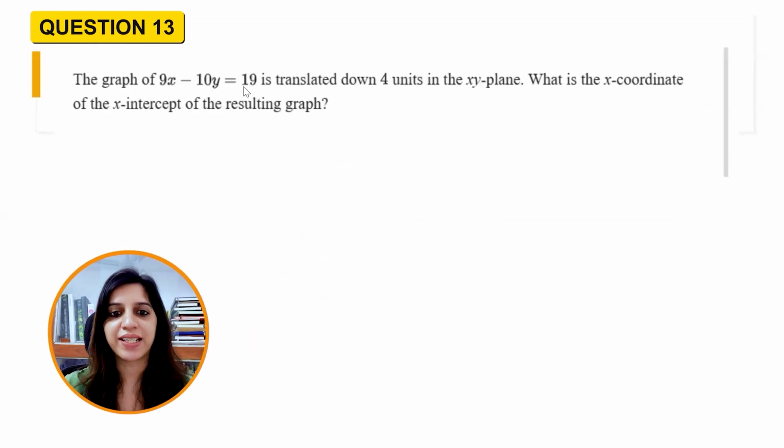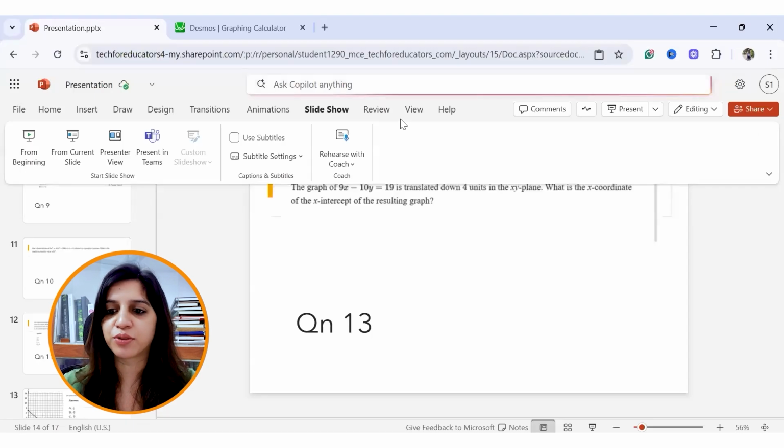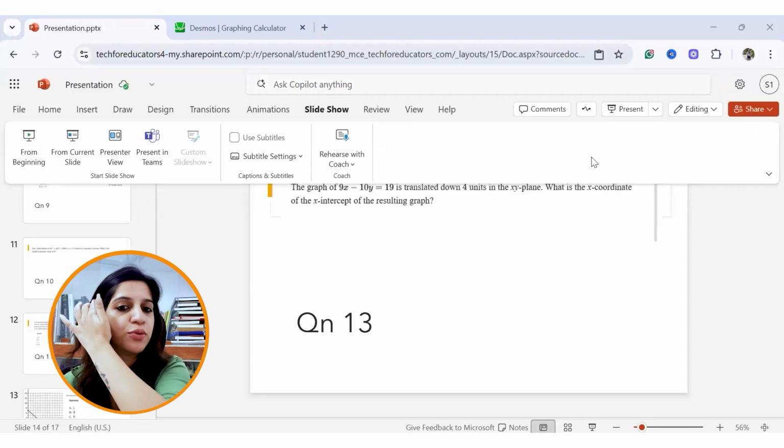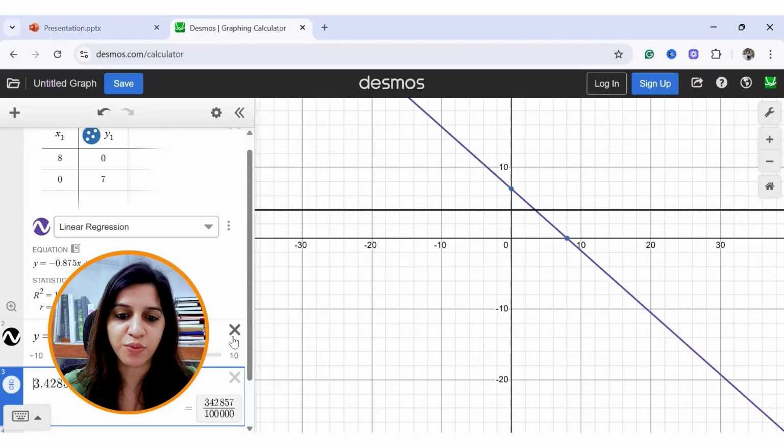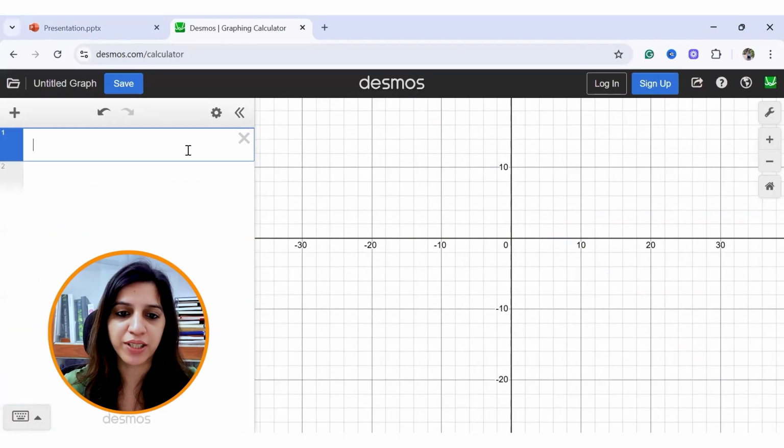The graph of 9x minus 10y is translated down 4 units. What is the x-coordinate of the x-intercept? Seems very easy, very doable. Of course it is. We can always do it on Desmos, right? Easy to do. I'll show you first how to do this for those of you who don't, and for those of you who do know how to do it, I'll tell you what are the avenues of mistake in this question, what might go wrong when you're putting the answer.